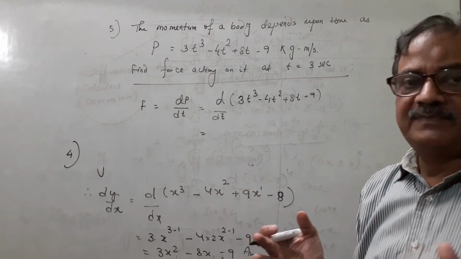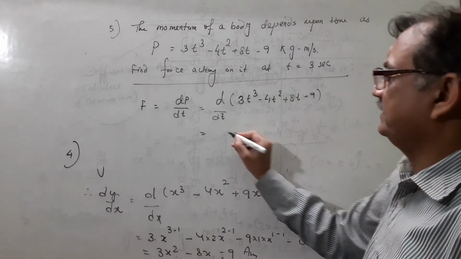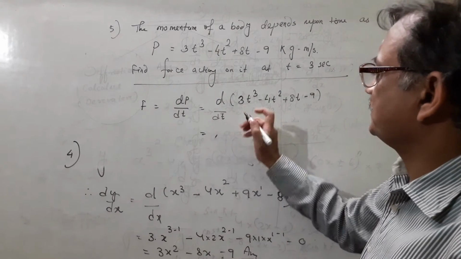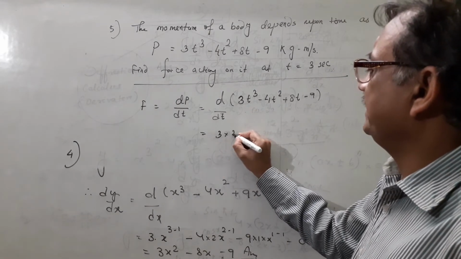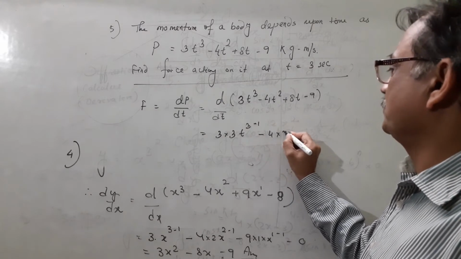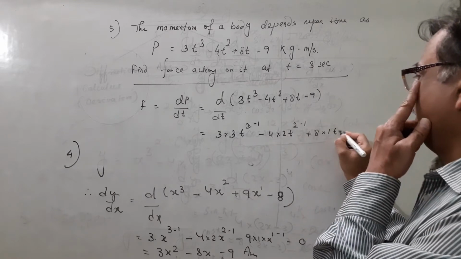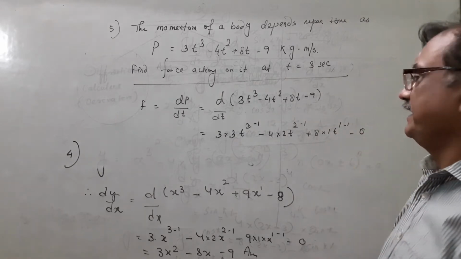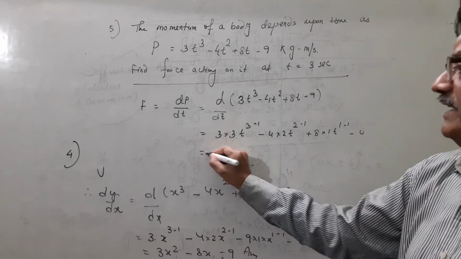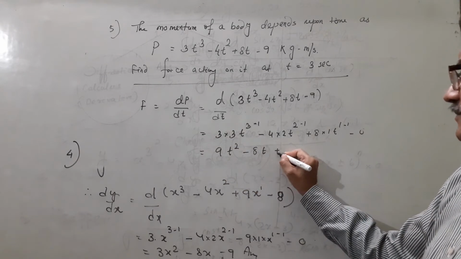If you practice, then you can directly solve. Otherwise, you can make it separate and solve it. So let us make it separate. First one, 3 into 3 into t to the power of 3 minus 1, minus 4 into 2 into t to the power of 2 minus 1, plus 8 into 1 into t to the power of 1 minus 1, minus 9, derivative is 0. So you are getting 9t square minus 8t plus 8.